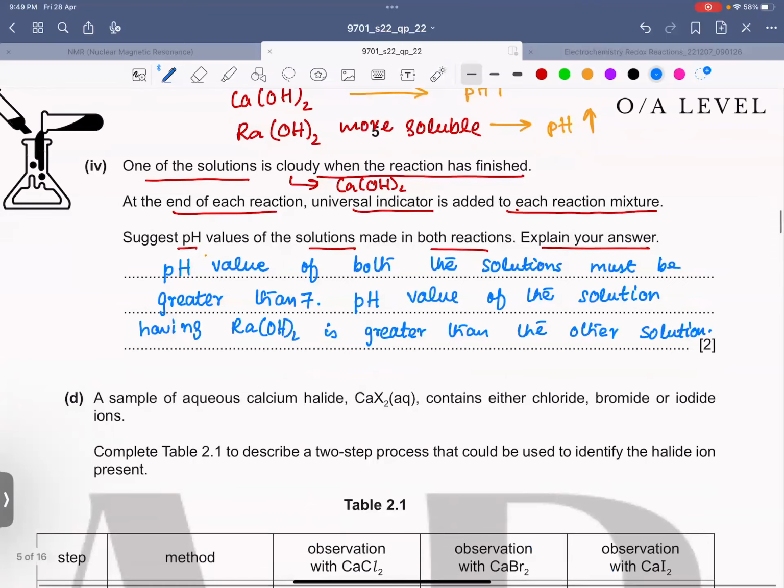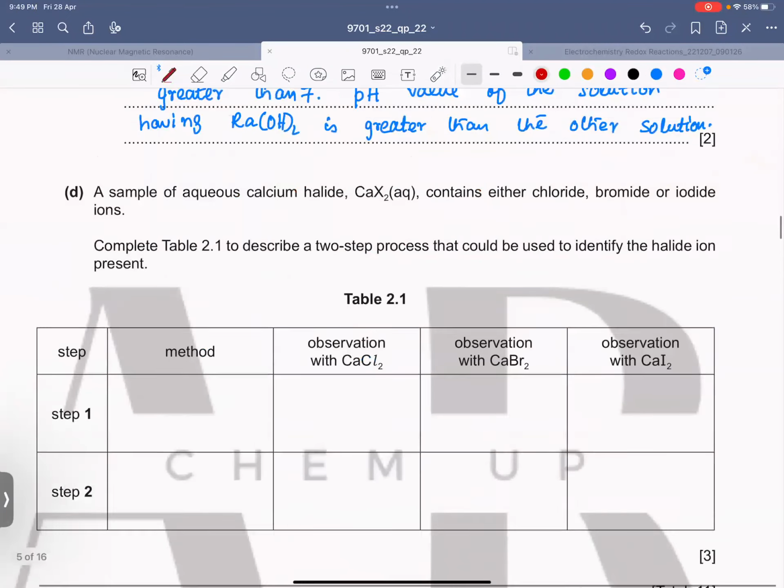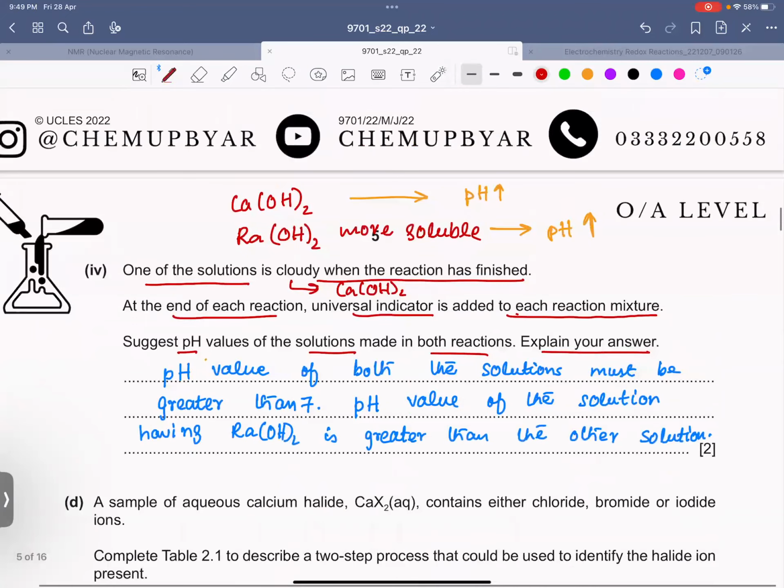Sir, how did you find out about the more cloudy one? Under the cloudy one you wrote calcium hydroxide, so how? If it's cloudy, it means there must be solid particles which don't get dissolved. That's why the solution becomes cloudy, right? Okay, understood.